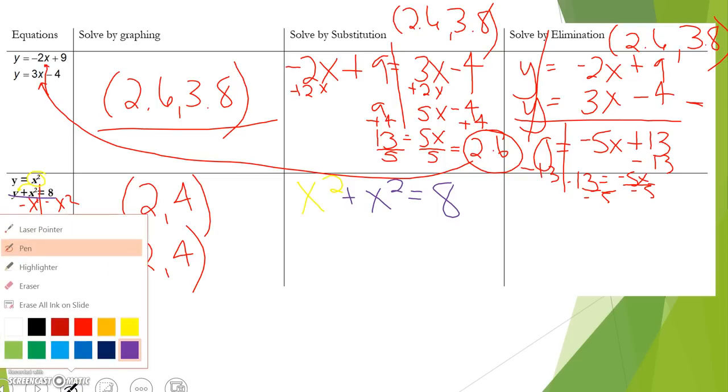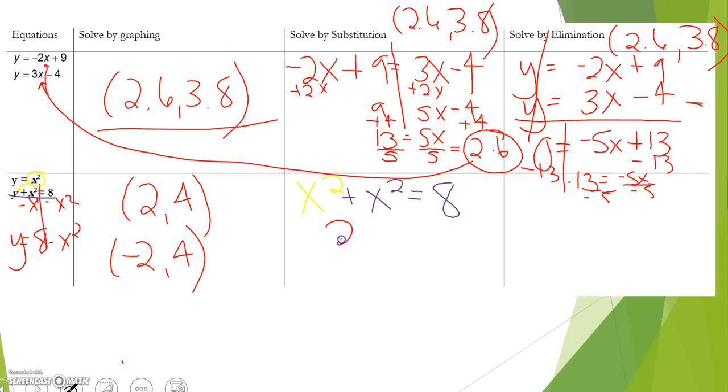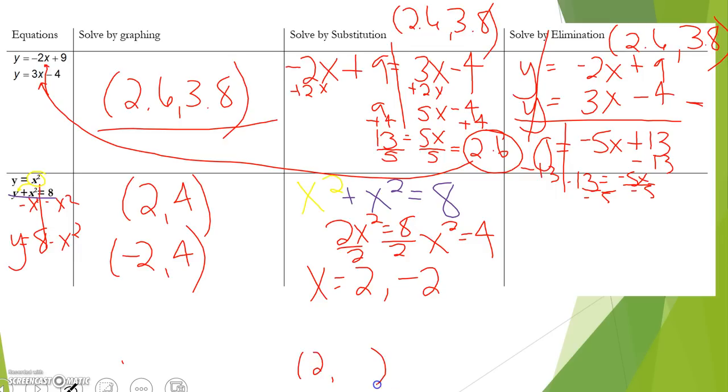Now I'm going to simplify it. So x squared plus x squared is 2x squared equaling 8. I divide by 2, and I get x squared equaling 4. Now there are two numbers that you can square and get 4: 2 squared equals 4 and negative 2 squared equals 4. So that gives me an indication that this answer has two ordered pairs, one with the x value being 2 and the other x value being negative 2. Now to find the y values, I would just take both of those x values and plug them into either equation, and I would get 4 for both of the y values.